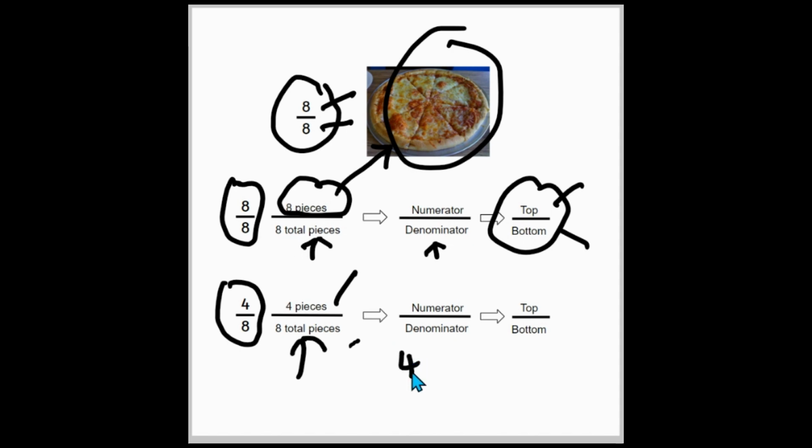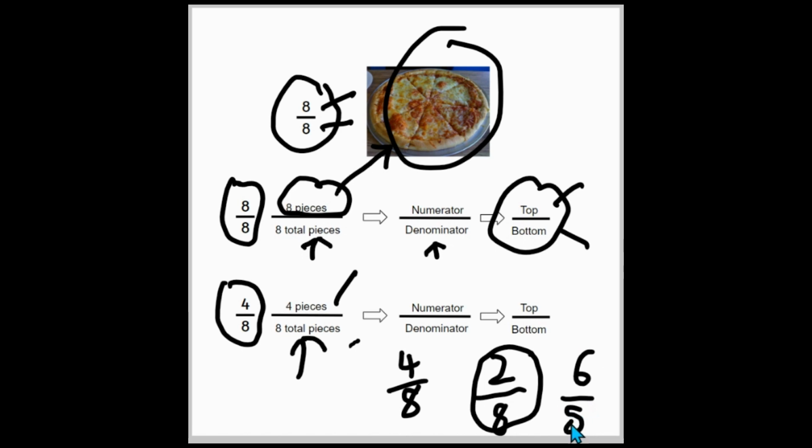Now 4 over 8 could represent how much is left of the pizza, and it could also indicate how much we ate of the pizza. So we're going on about our business, and we eat some more pizza, and we have 2 pieces left. So now it's 2 over 8. This represents exactly how much is left of the pizza. But this number, 6 over 8, represents how much of the pizza we ate. We ate 6 slices, and 2 pieces are left.